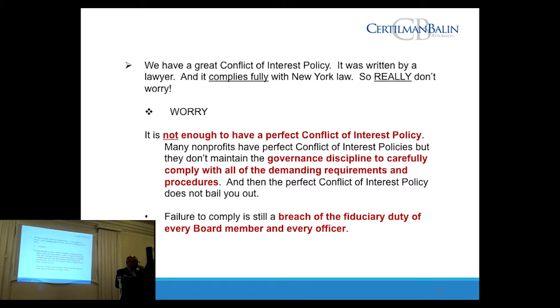Next, we've got a great conflict of interest policy. It was written by a lawyer, and guess what? It complies fully with New York law. So we really don't have to worry, right? You still have to worry. It's not enough to have a perfect conflict of interest policy.